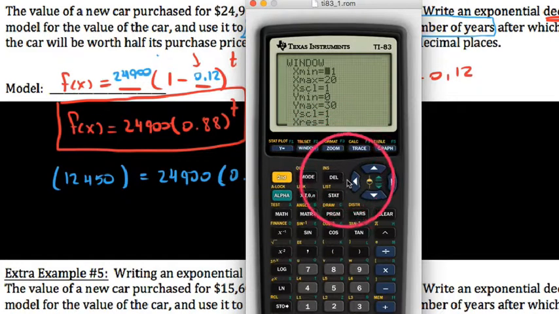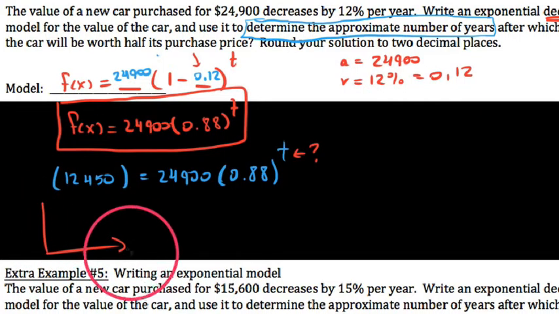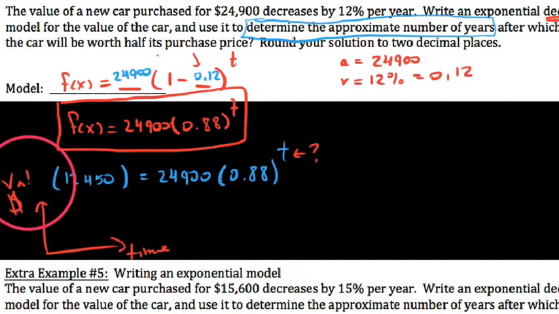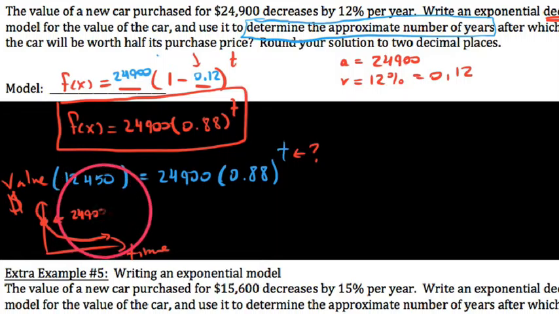I want to change our window so that it reflects our situation. That is to say, if we were to look at this over time, here's our time flowing. We know that with a decay model, this is the value in dollars of our car. We're starting with something and then it's decreasing over time. So I know that its initial amount started at 24,900, and our time, maybe I want to go out like 20 years.